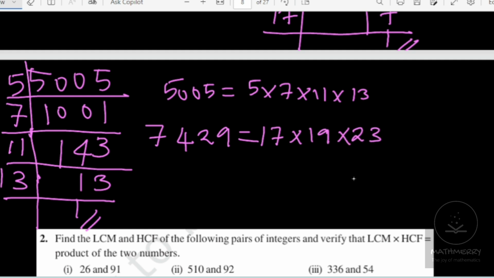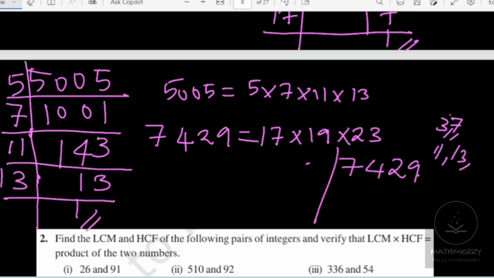So this is a bit difficult, 7429, to know where to begin is a bit difficult. So you have to start trying with 3. Obviously it's an odd number, so you have to try with 3. If it is not possible, you have to go for 5. So it's not possible because when we look at the last digit, it's not 5, so it's not divisible by 5. Then we have to try for 7, we have to try for 11, we have to try for 13. After that, we have to try for 17.